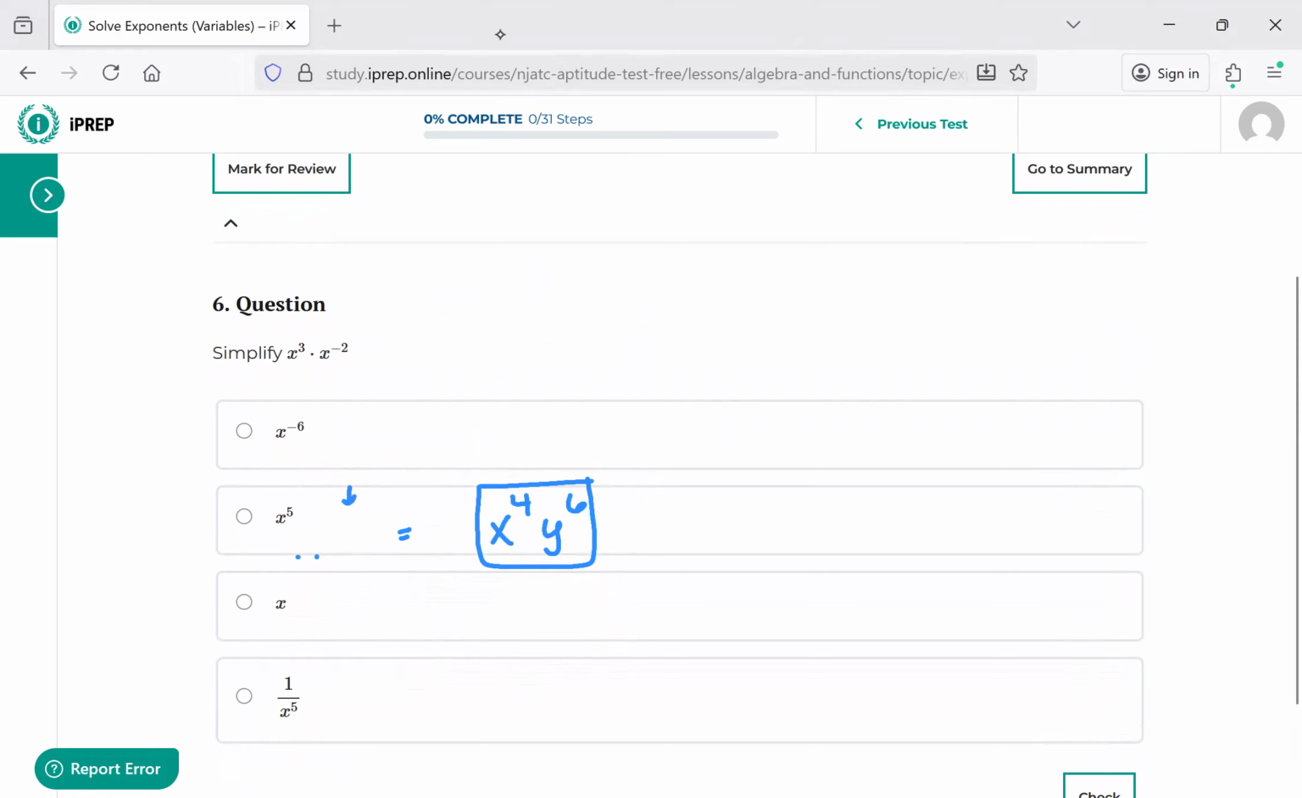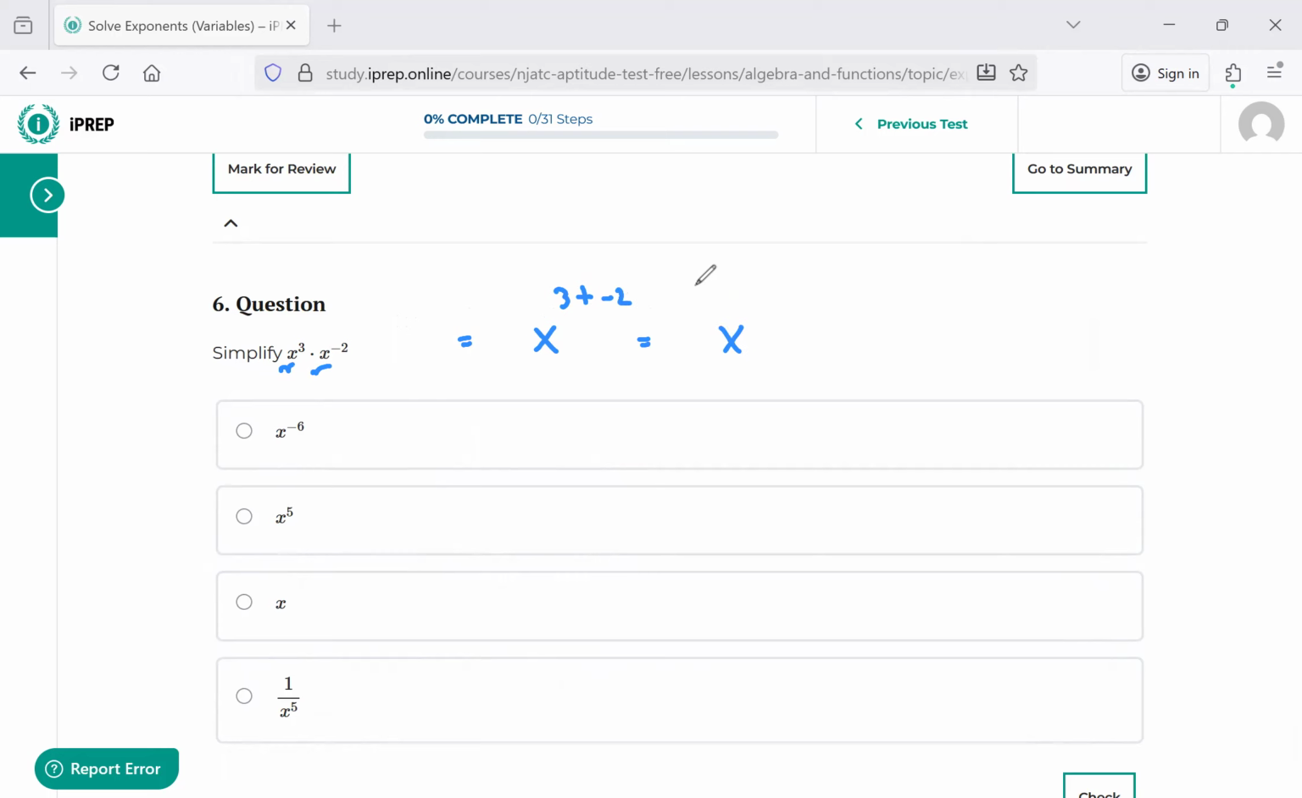Okay, next one. So simplify x cubed times x to the negative 2. So the good news is they're both the same letters. So what happens when you're multiplying with the same base? You add the exponents. So what's 3 plus negative 2? That is 1, and you can't go any further than that. So it's going to be this one.